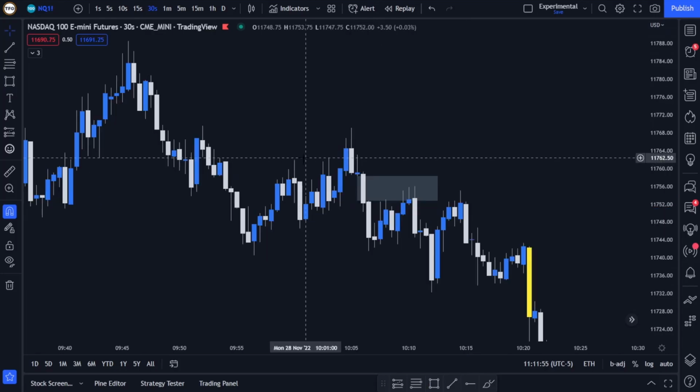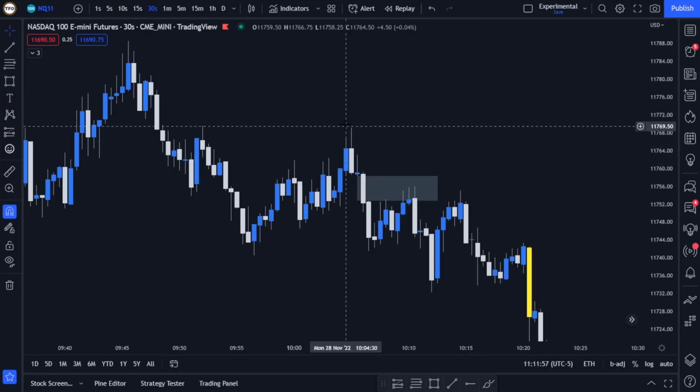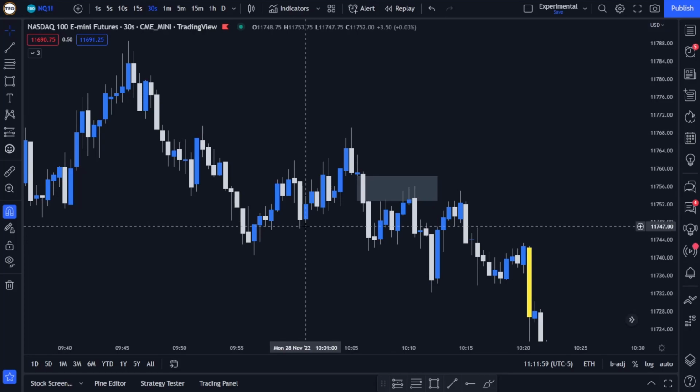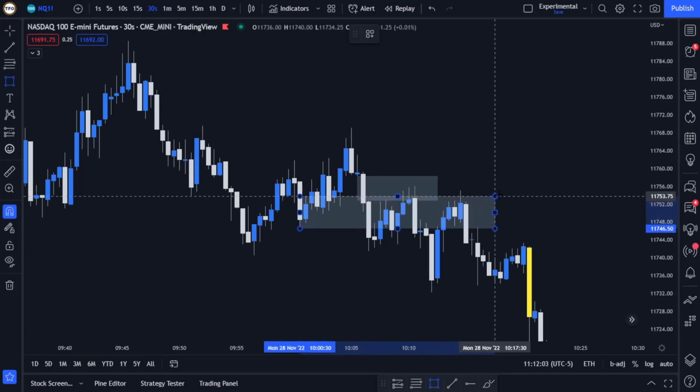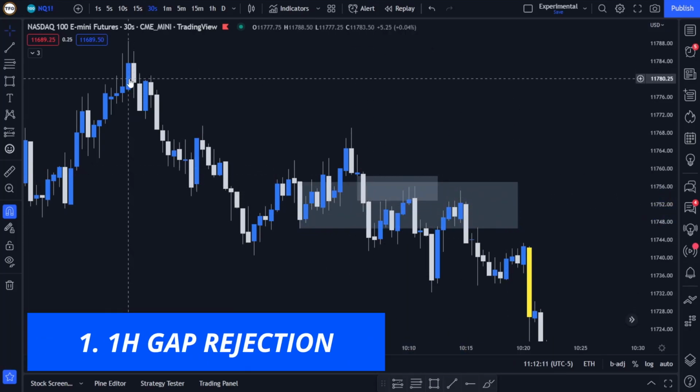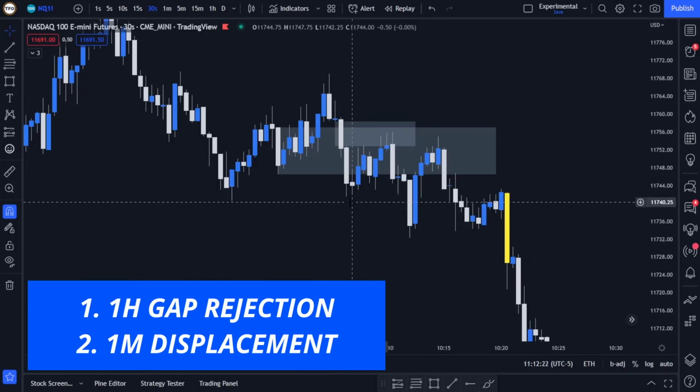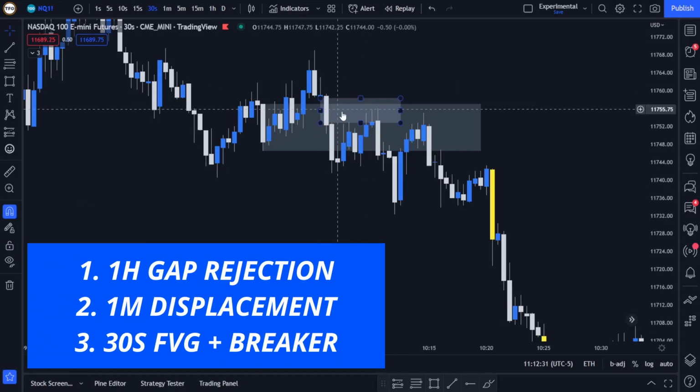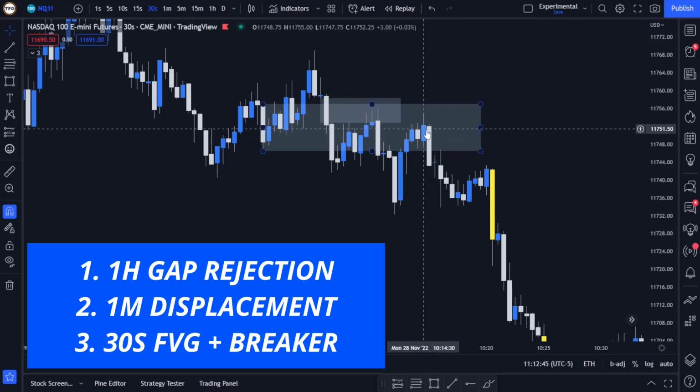If you watch my video on breaker block setups, you could notice that these two higher highs have a short-term low in between them, and that this candle could act as your breaker block. So we have price rejecting from the Sunday night open. You had a 1-minute displacement back down showing some potential aggression from sellers. And then on this 30-second chart, you have a fair value gap and a breaker block setup. So with all those factors combined, you can potentially look to short this move.